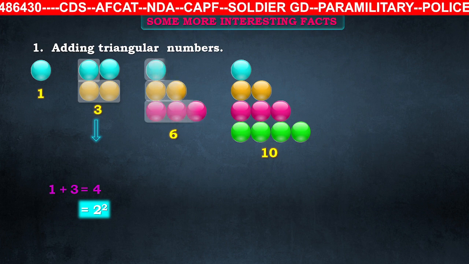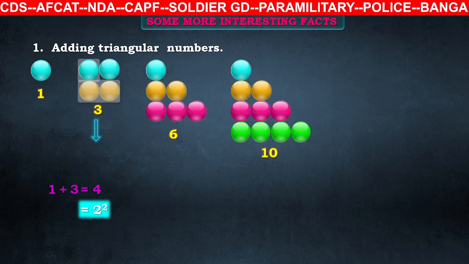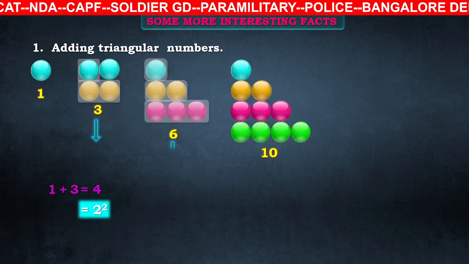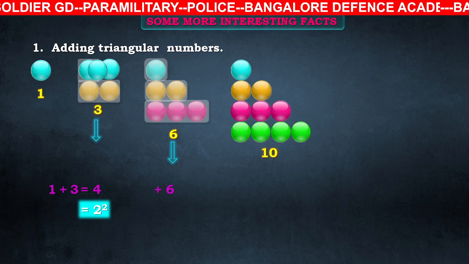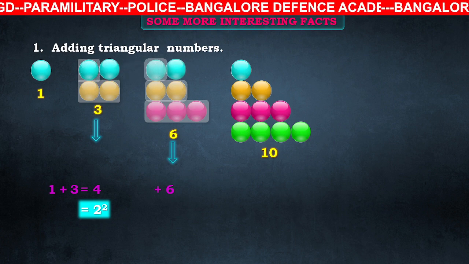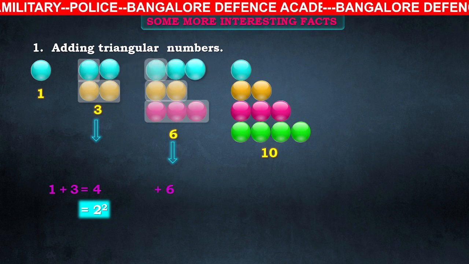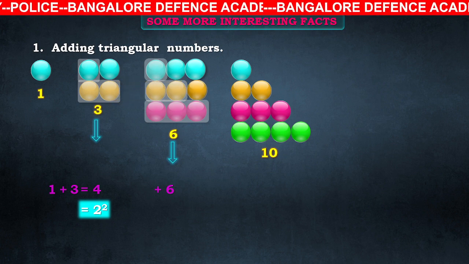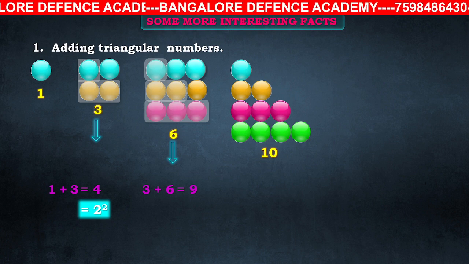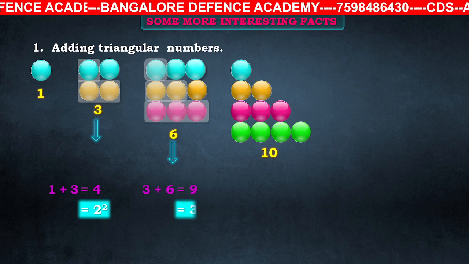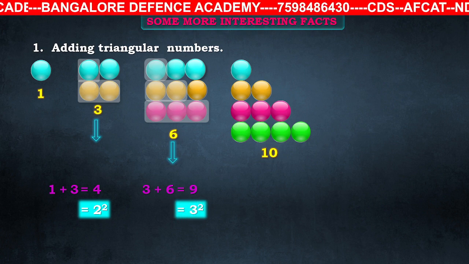Here I have 6 colored balls, and I'm going to add 3. Imagine this is the 6. I'm going to take it down, and I'm going to take 3 balls here. This is a blue one, another blue one, and another yellow one. So if you add this now, 6 plus 3 gives me 9, and you know that 3 into 3 gives me 9, or 3 square is 9.